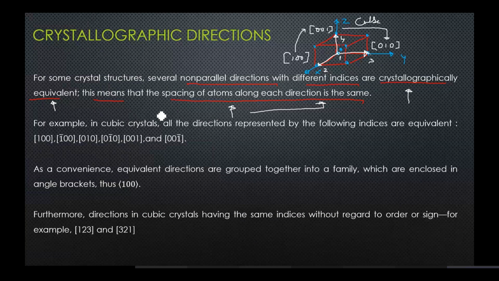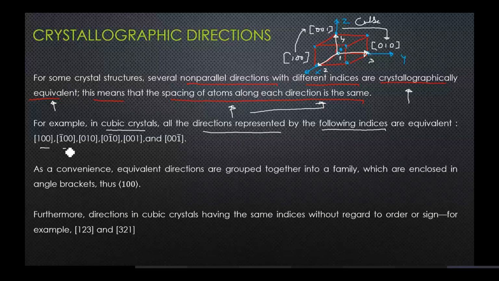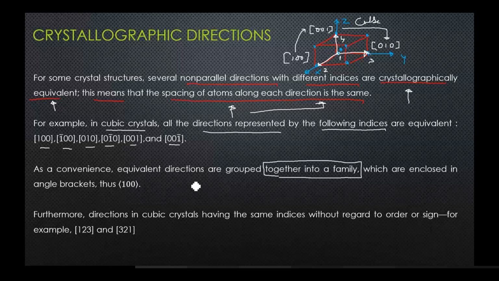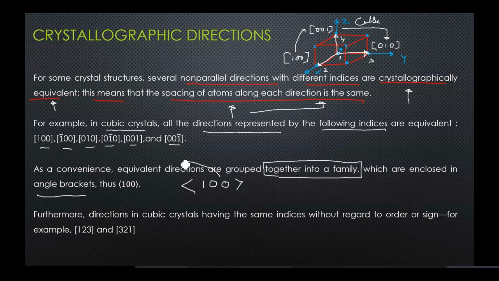All right, so it means in cubic crystals, all directions represented by the following indices are equivalent: 100, 1 bar 00, 010, 0 1 bar 0, 001, and 00 1 bar. They are crystallographically equivalent directions. And in order to write these 6 directions separately, you can represent them as a family of directions, which is represented by angular brackets having the indices 100. So this would mean that I am referring to all these 6 directions. Clear enough?